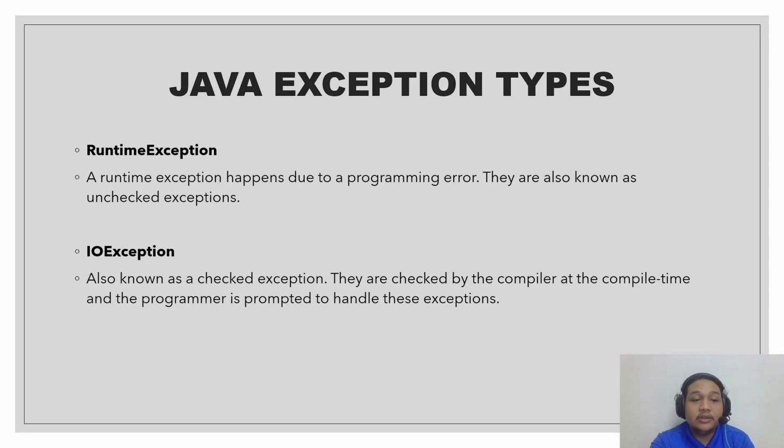IOException is also known as a checked exception. They are checked by the compiler at compile time, and the programmer is prompted to handle this exception. Some examples of checked exceptions are trying to open a file that doesn't exist, which results in FileNotFoundException, and trying to read past the end of a file.